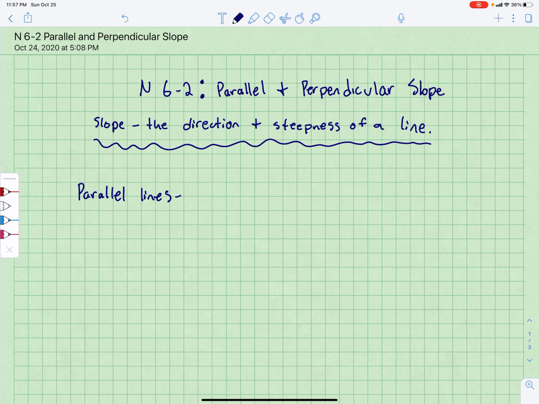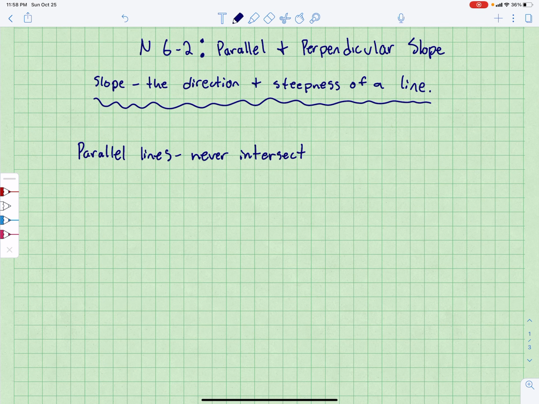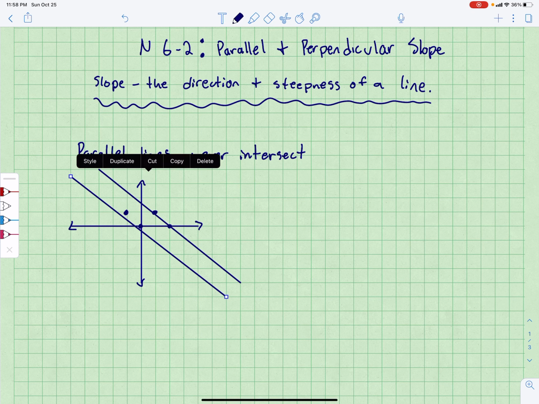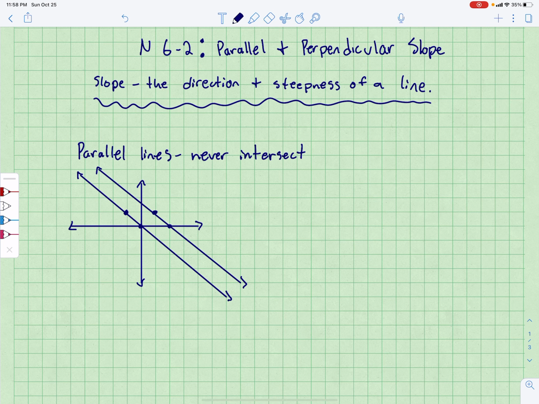Parallel lines are lines that never intersect. So they never touch. So for example, if I were to draw this on a graph, parallel lines would look something like this. These lines will never touch. They run forever in both directions and will never touch. And that's the important thing to remember about parallel lines.